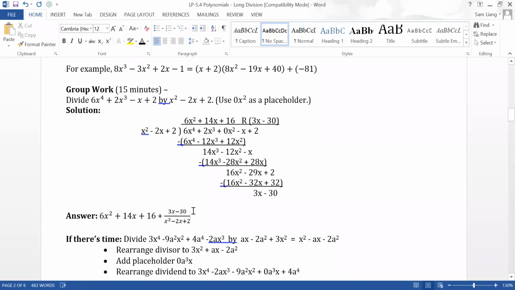But if they just ask for the quotient and the remainder, the quotient would be this part, 6x squared plus 14x plus 16. The remainder will be just 3x minus 30. You would not write the denominator here.